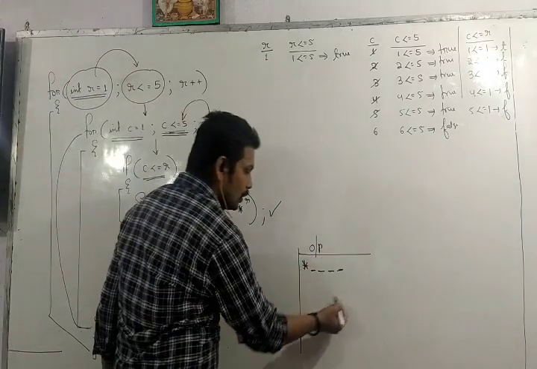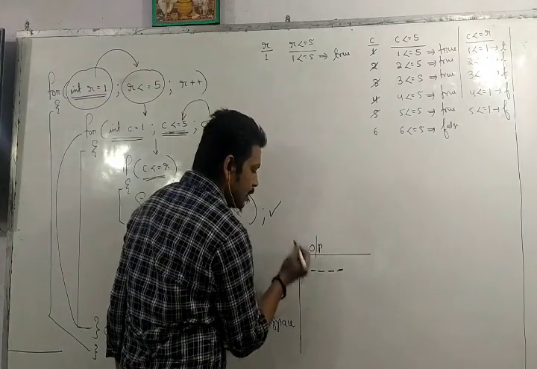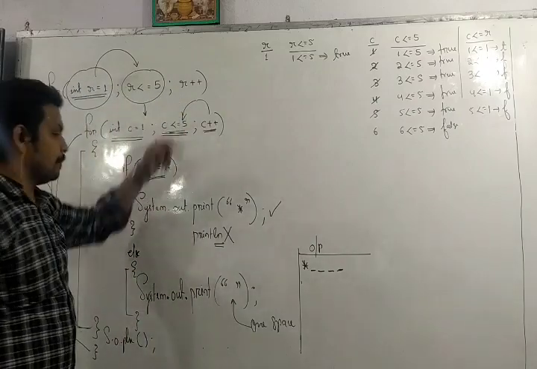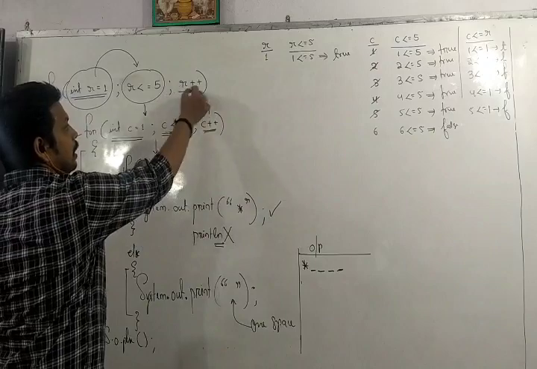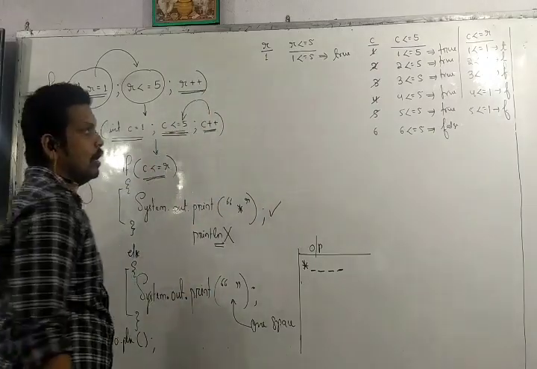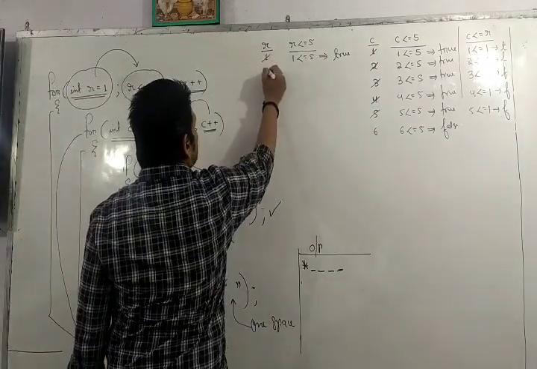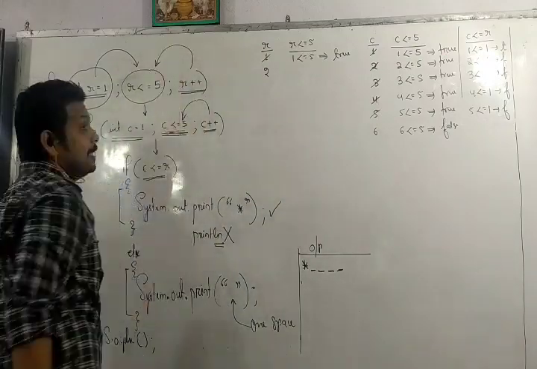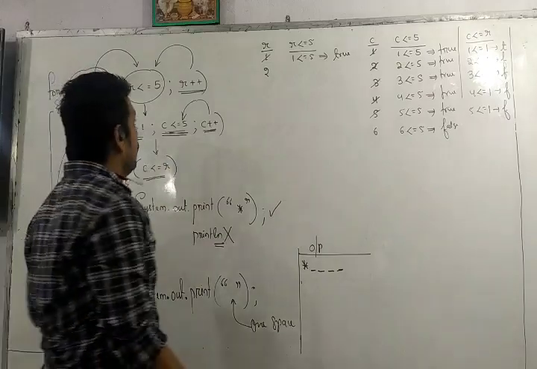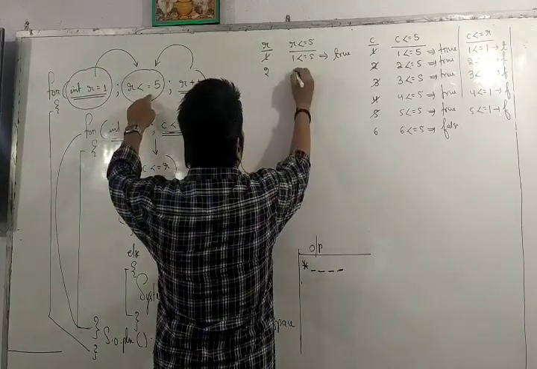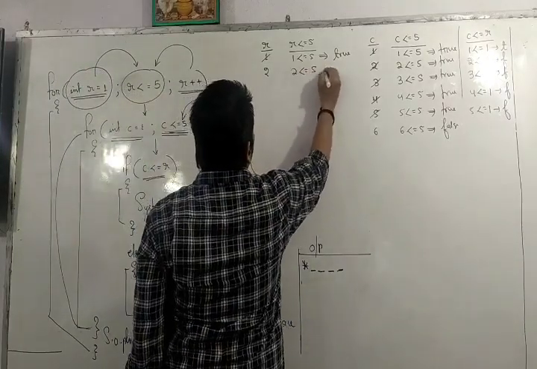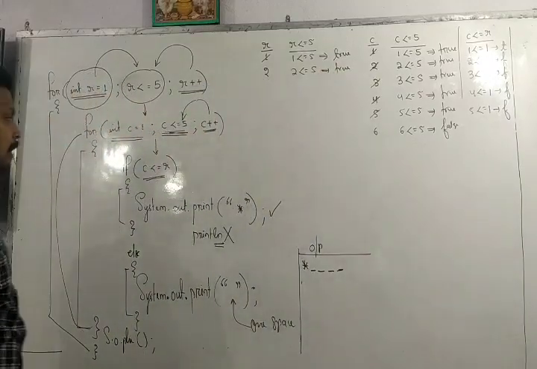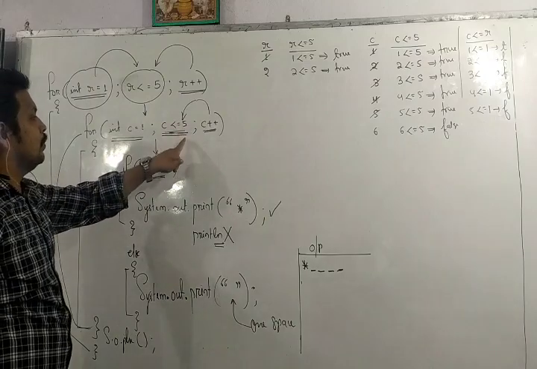Then after the body of the inner for loop, System.out.println is written, so the cursor will go to the next line. Then R++. The control will go to the updation expression of the outer for loop, R++. So R is 2. Then the control will go to the testing expression of the outer for loop. What is written? R less than or equal to 5. 2 is less than or equal to 5. Yes, true.